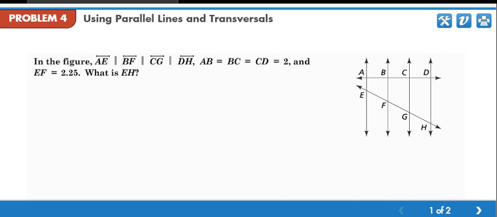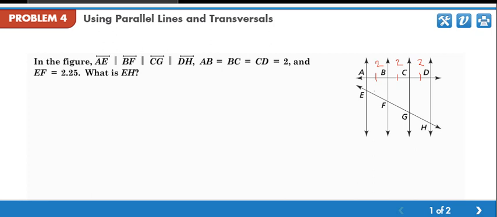My last one says, in the figure, AE, BF, CG, and DH are all parallel. And it tells me that AB is equal to BC, which equals CD, which all equal 2. So if I'm looking at this, I know that each of these are going to be congruent, and they all equal 2. Well, we know that if these sides are congruent, then these opposite sides cut by this transversal are also going to be congruent.